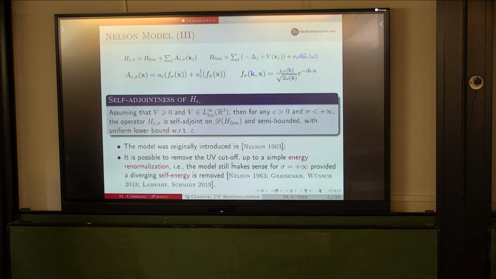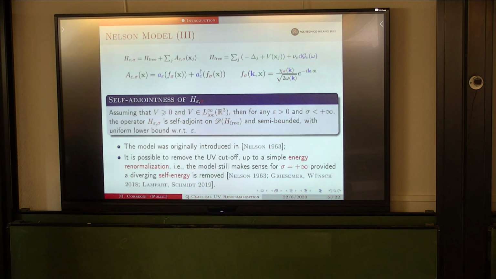And what was pointed out in that very original paper by Nelson, also restudied later by, for instance, Gross, Ammari, Wünsch, Lampart and Schmidt, and so on, is that you can perform an ultraviolet renormalization. Namely, you can take sigma to infinity, not naively, you have to do it in a proper way, but in the simplest way you may think of among the quantum field theory models. In such a sense, the Nelson model is a playground, if you like, for the ultraviolet renormalization.